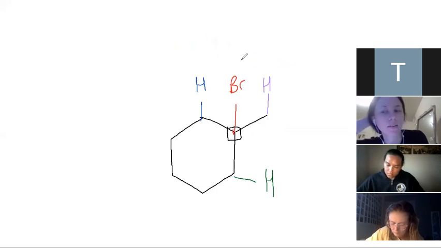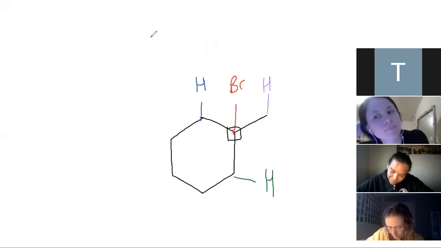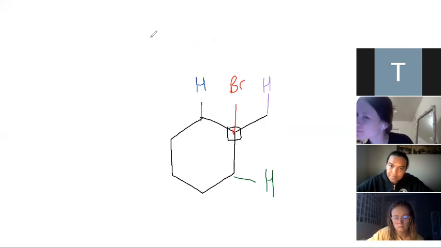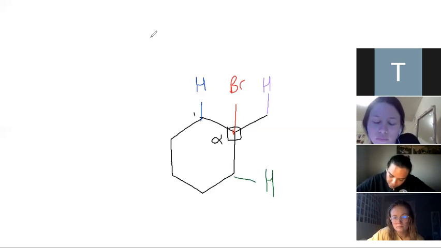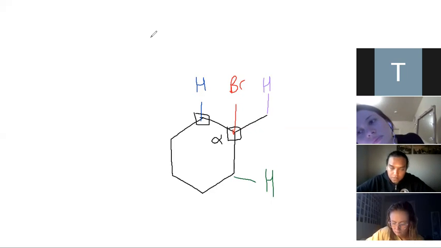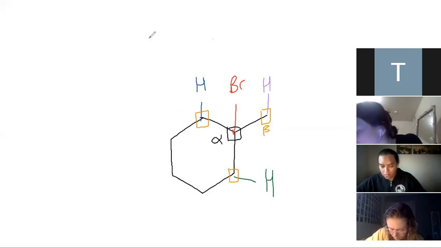Alpha carbon. It's our alpha carbon. It is the carbon that has our leaving group. So then we look at carbons adjacent to that. So this is our alpha carbon, but then we look at the carbons adjacent to that. Actually, I'm gonna change color here because that might make life a little bit easier. These are adjacent to my alpha carbons, and these are what we call beta carbons, right? And so we look at our beta carbons.